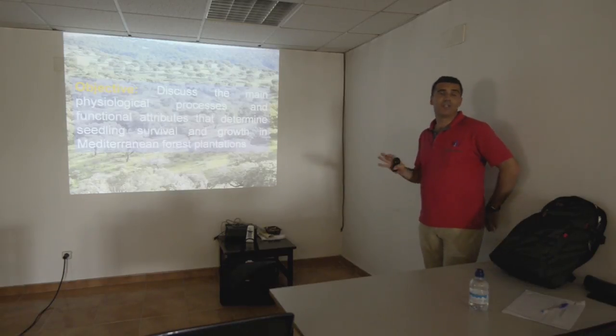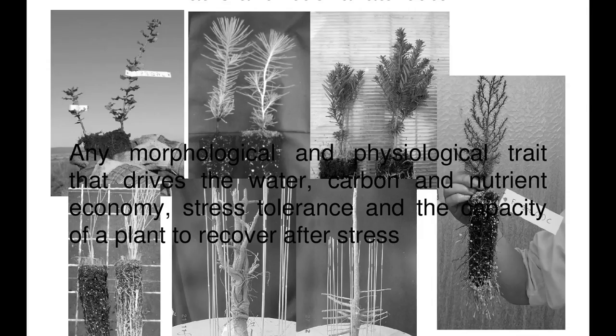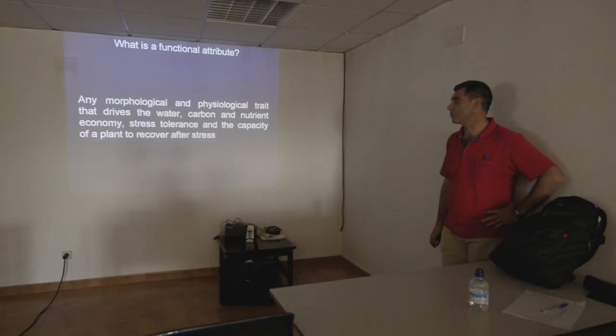So my objective is to discuss with you the main physiological processes and functional attributes that determine survival in our Mediterranean systems. If we focus on functional attributes, the question is, what is a functional attribute? I think all of you know. But a functional attribute is any morphological or physiological trait that determines the water, carbon, and nutrient economy of the plant, its capacity to tolerate any stress factor, and its capacity to recover from those stress factors.